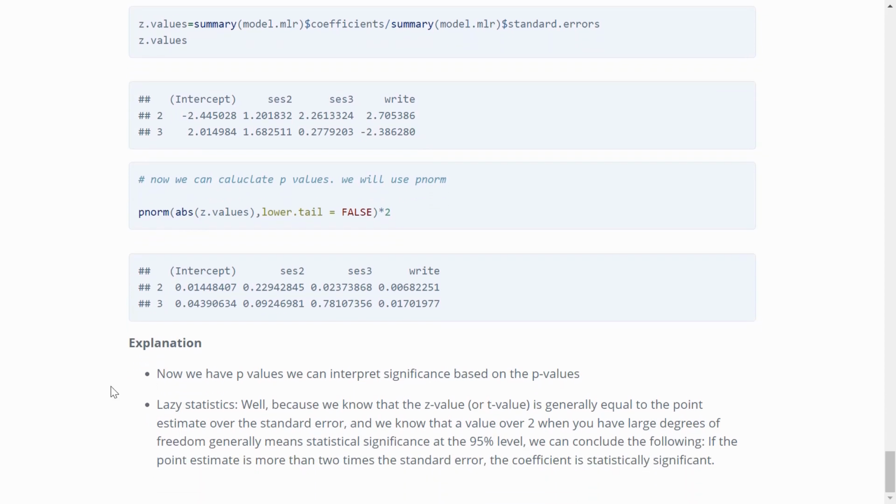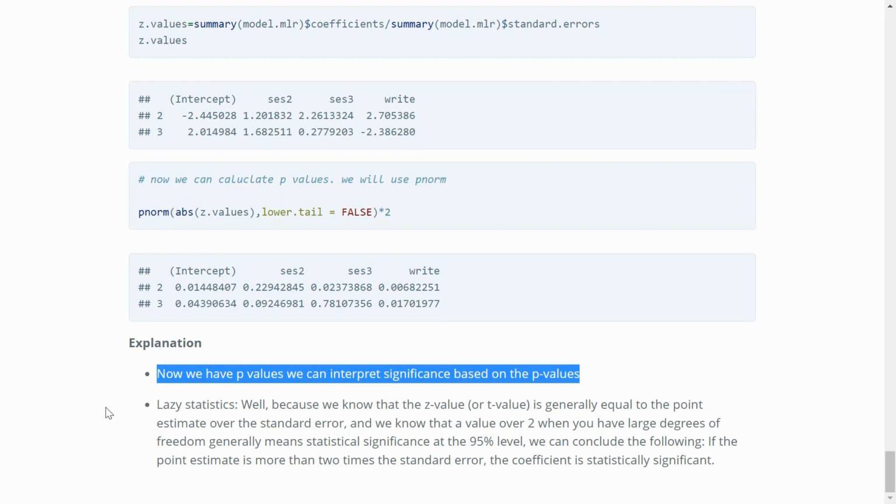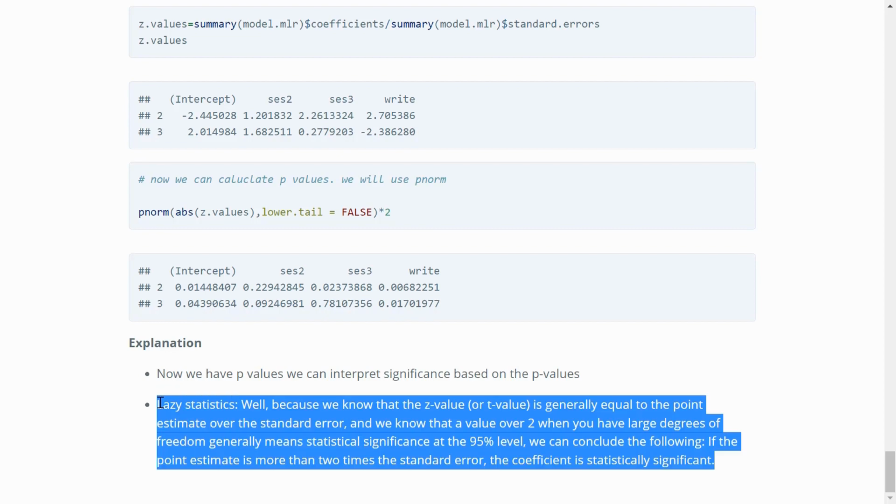Now we can either interpret the significance based on the p-values, or we can use the z values by using the rule of thumb. What is the rule of thumb here? Well, we know that the z value or t value is generally equal to the point estimate divided by the standard error. And we also know that a value of over 2, when you have large degrees of freedom, generally means statistical significance at the 95% level. Therefore, we can conclude the following. If the point estimate is more than 2 times the standard error, the coefficient is statistically significant. So this is our rule of thumb.